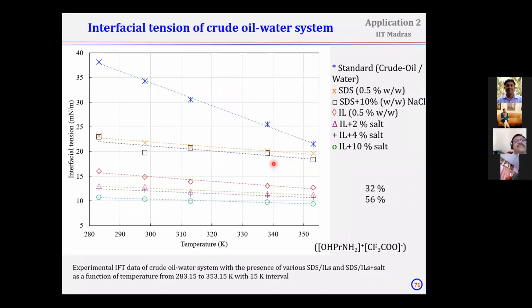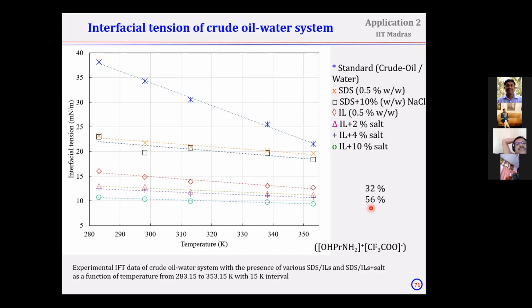However, rock and crude we have not checked, but we checked the interfacial tension between the water-rich phase and the crude oil. So this is only pure water and crude oil. You see the interfacial tension values are around 40 millinewton per meter around room temperature, which reduces to close to 10 millinewton per meter by adding ionic liquid. So addition of ionic liquid reduces the interfacial tension by 50% or more. That's a very huge number, up to a 56% decrease in interfacial tension has been observed.